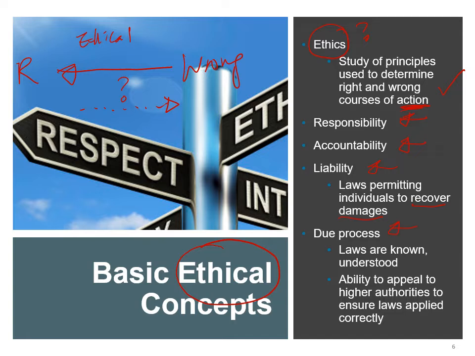And due process: laws are known and understood. What does due process mean? Due process means when the parties cannot come to an agreement, neither wants to admit or be liable for anything, and both think they did something right and are not in the wrong position, they can escalate to a higher authority to ensure the law is applied correctly, to judge who is right and who is wrong.